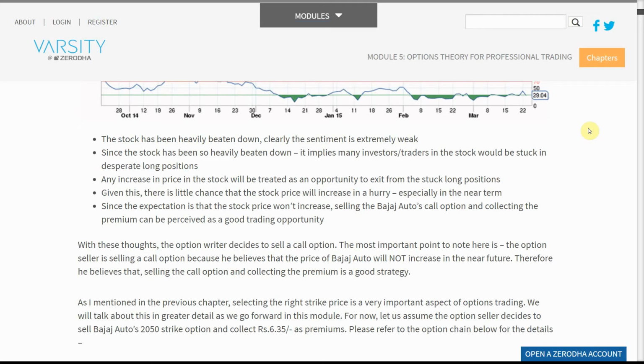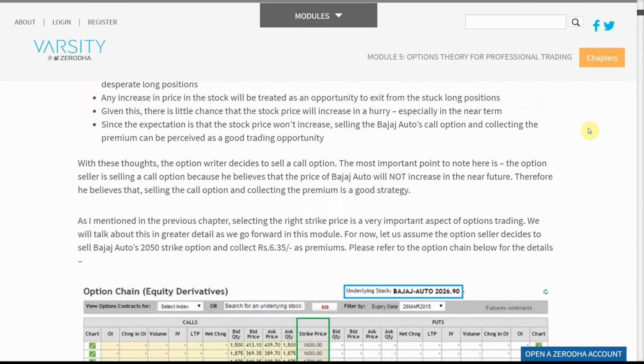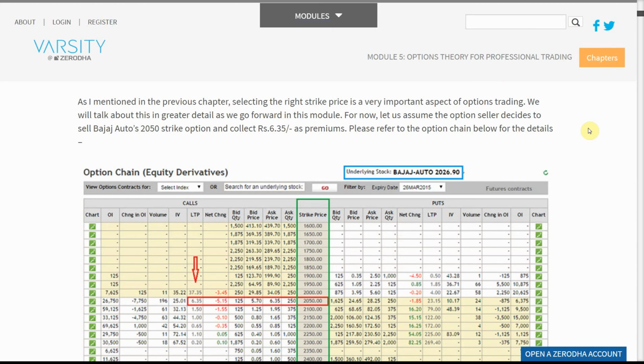With these thoughts, the option writer decides to sell a call option. The most important point to note here is the option seller is selling a call option because he believes that the price of Bajaj Auto will not increase in the near future. Therefore, he believes that selling the call option and collecting the premium is a good strategy. As I mentioned in the previous chapter, selecting the right strike price is a very important aspect of options trading. We will talk about this in greater detail as we go forward in this module.